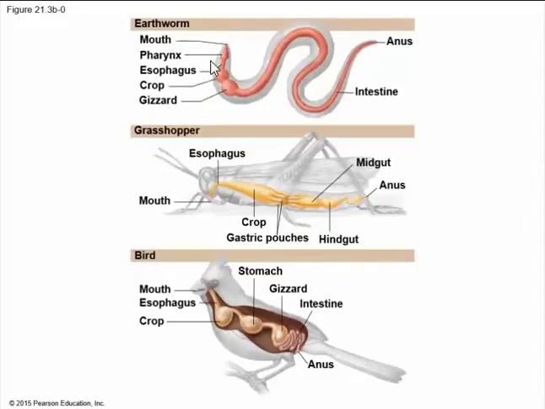The earthworm has a complete digestive tract. Food goes into the pharynx, passes to a crop, the gizzard, and then through the intestine out the anus. Insects too have something similar to an earthworm digestive tract. But a bird even has a crop and a gizzard to break stuff down because they don't have teeth.